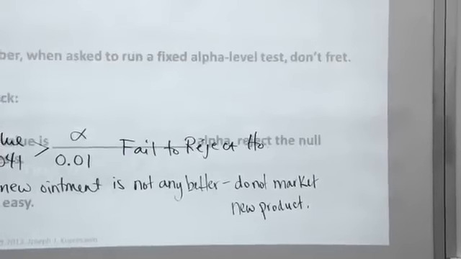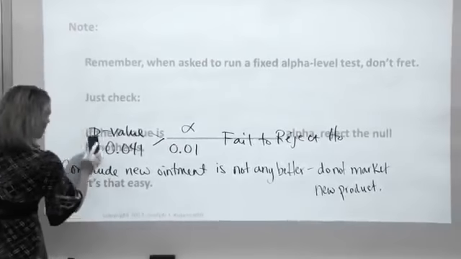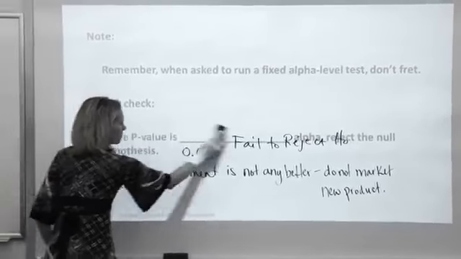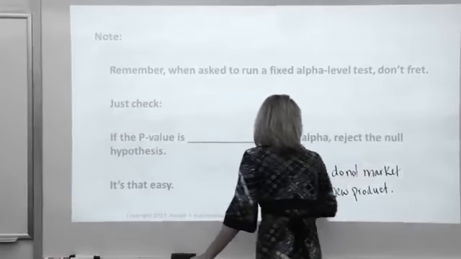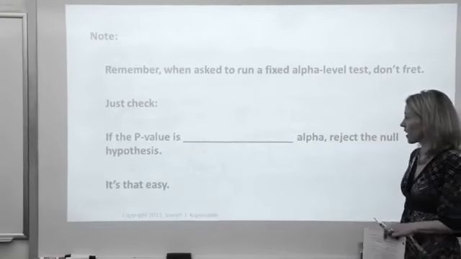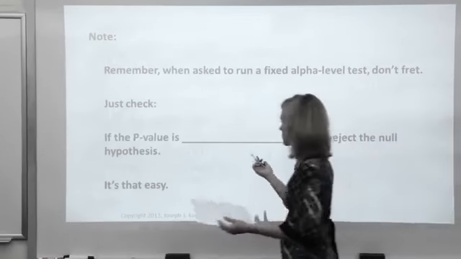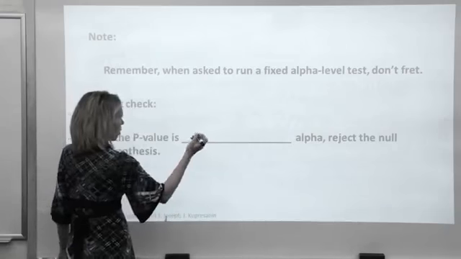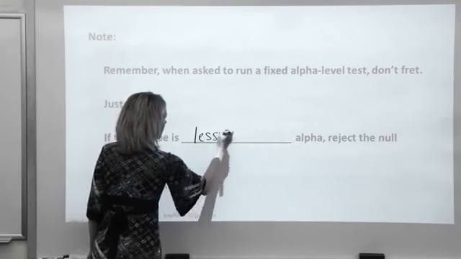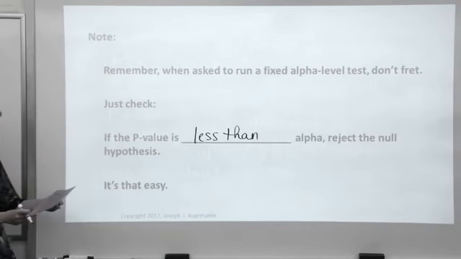So last couple notes here. Remember, when you're asked to run a fixed alpha level test, there's nothing to worry about. It's not much different at all than just looking at that p-value. The big thing there is if your p-value is smaller than alpha, that's when you're going to reject the null hypothesis. So if the p-value is smaller or less than alpha, reject the null hypothesis.